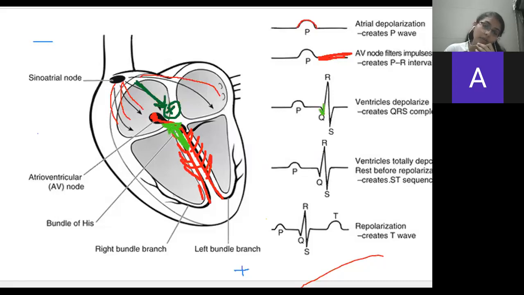And now it has come from the bundle of His to the right and left bundle. Thus the septal depolarization will first give you the Q wave. After the septal depolarization, the electric current is now moving towards the right and left bundle and Purkinje cells. Now these Purkinje cells go up till the end here. Okay, so the current will be flowing all the way till the end.